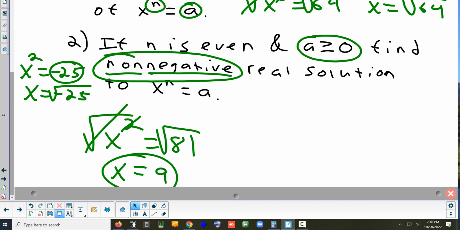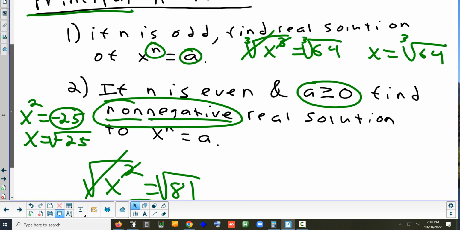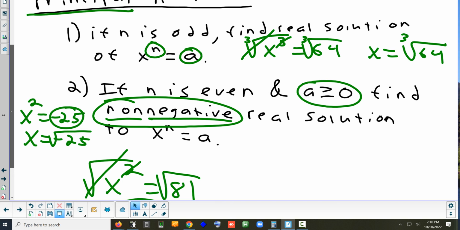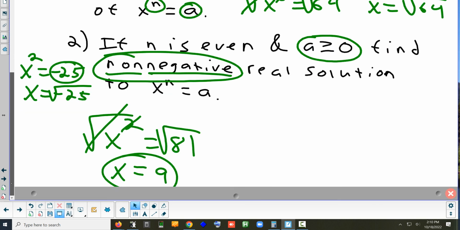Okay, so that's what that means. Just give me the answer that would be positive. Again, that's for even roots. For odd roots, it is okay to get a negative answer. There's nothing wrong with that. But for even roots, no, we don't want the negative.